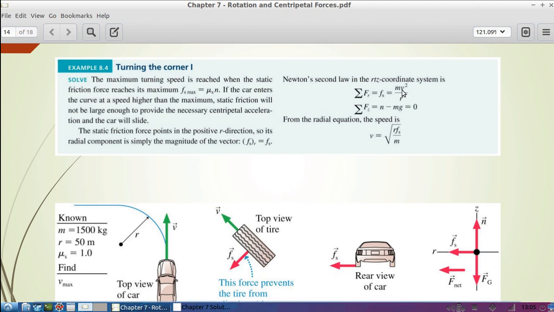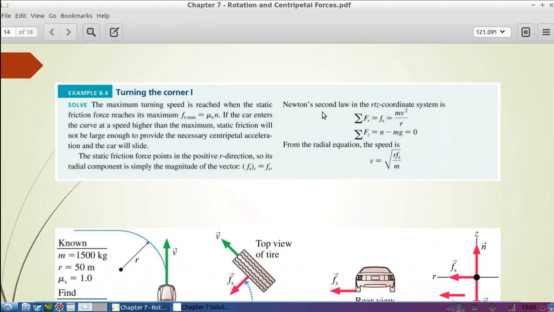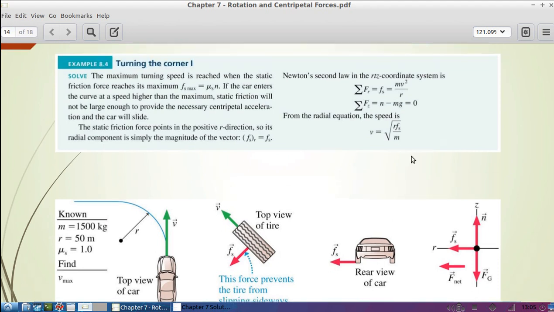Right? So we're looking for max speed. We can solve this Newton's second law equation for v, and we get this right here. It's the square root of r times the frictional force divided by the mass. What's the frictional force? It's not in here, right? Also, by the way, the picture that I used here has a little typo. The coefficient of friction is 0.1. I have 0.1 in the solutions. It's just a little mistake on the picture.